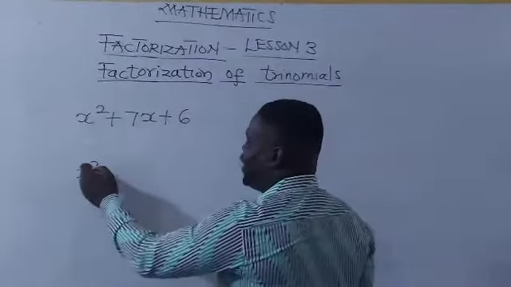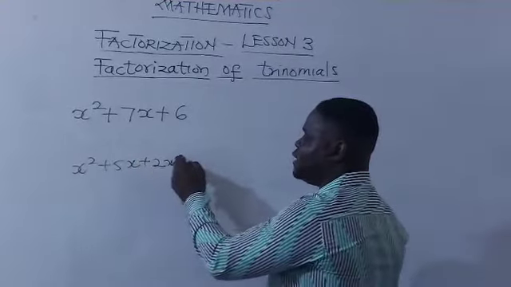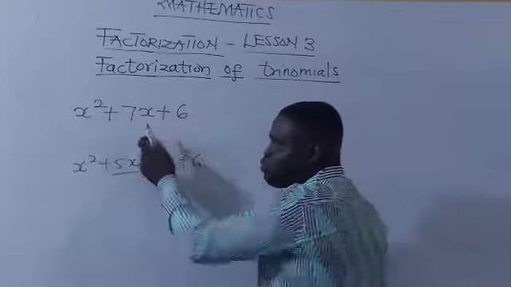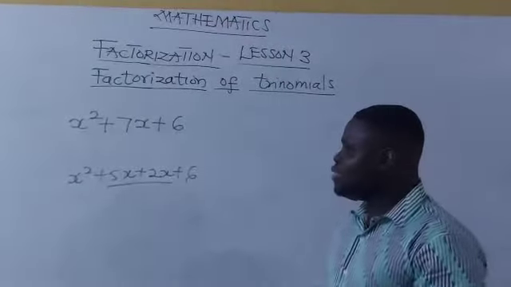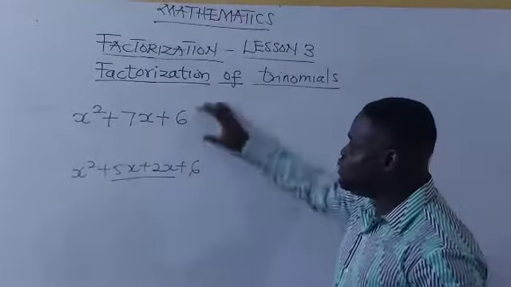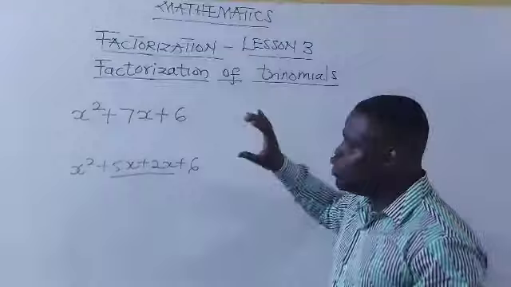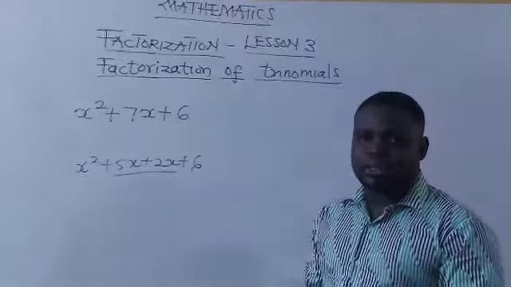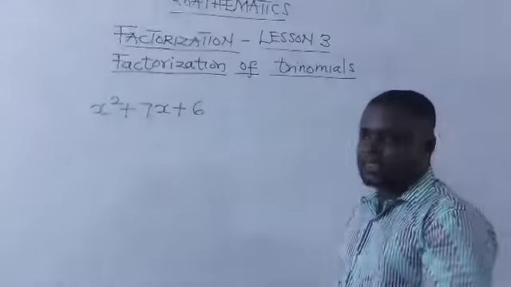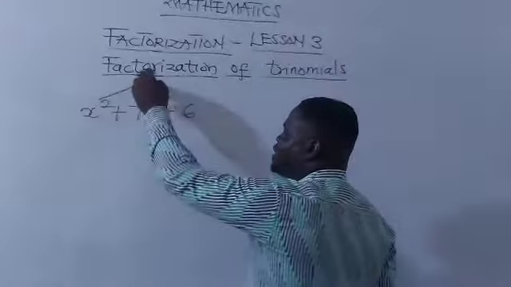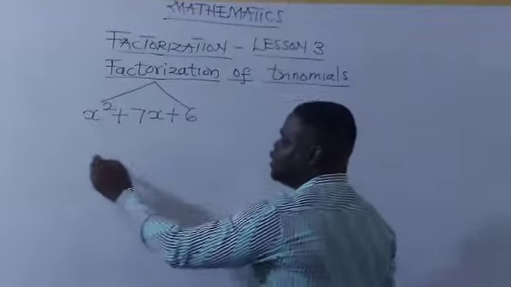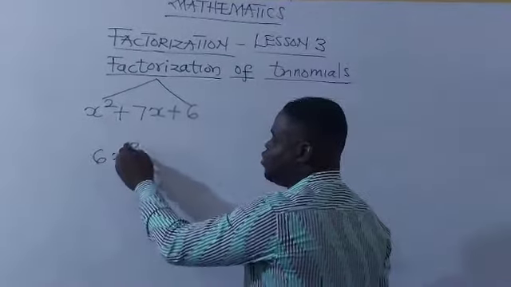So we can have x squared plus 5x plus 2x plus 6. We realize that 5x plus 2x produces a result of 7x when you sum them up. So this is a direct way of expressing this in four terms with the value not changing. But the trick in solving such questions is this. Find a product of the first term and the last term. So x squared times 6 should produce 6x squared.